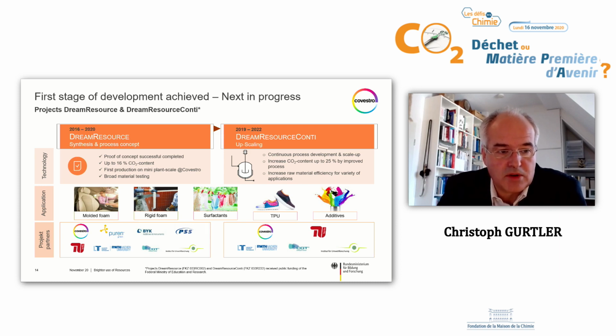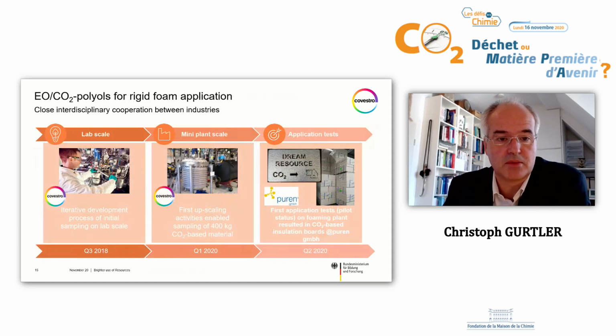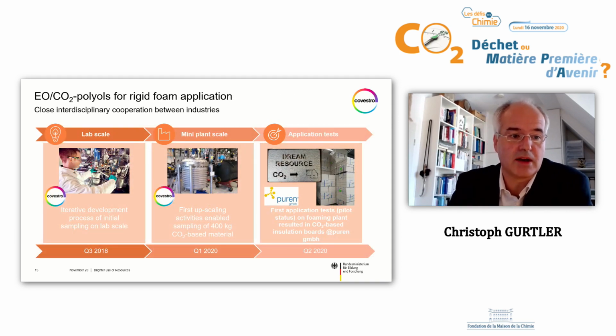We targeted molded foam, again a polyurethane foam application, rigid foam for insulation boards, surfactants, again TPU and some additives, with a series of industrial and university partners, funded by the German Ministry of Research and Education. And what we currently have is a continuous process that takes advantage of this new technology with up to 25% of CO2 incorporated. And we believe that this will contribute to the overall raw material efficiency of the materials we produce.